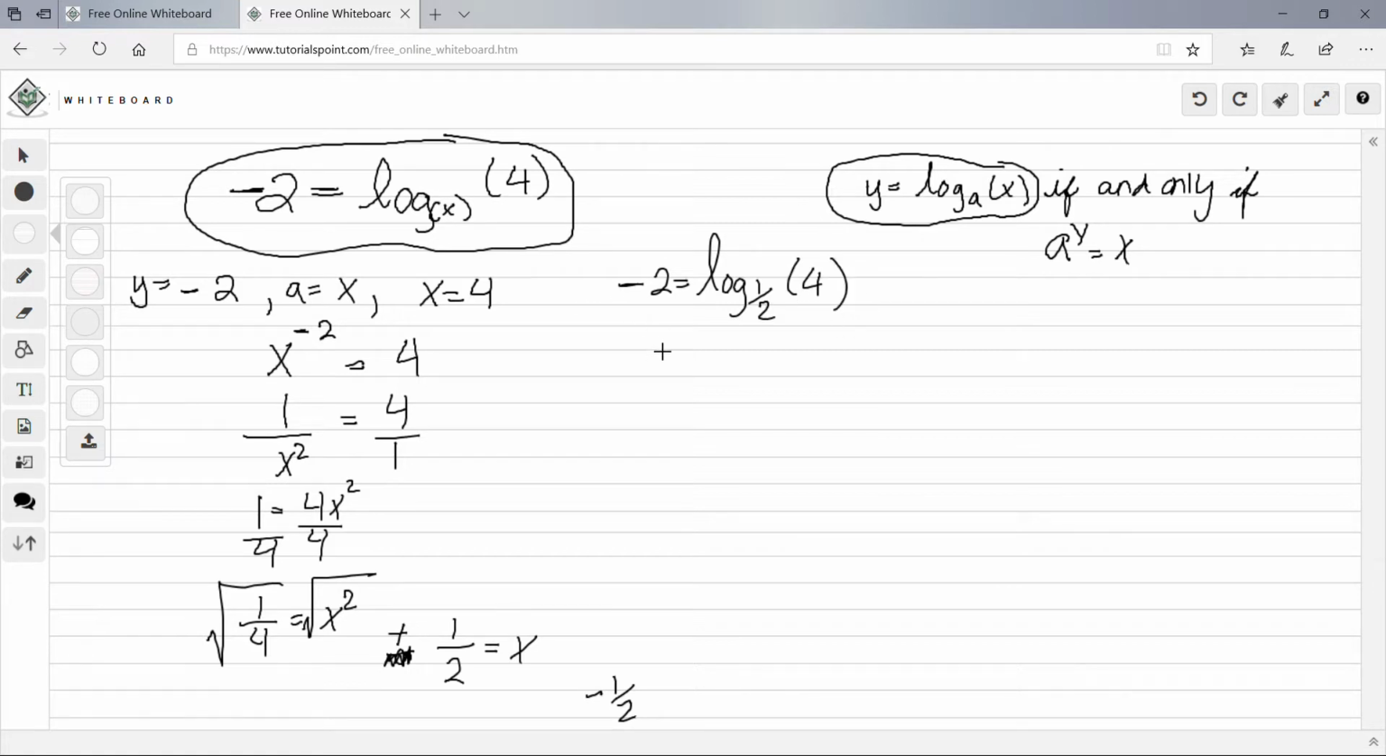Our y is still negative 2. Our base is no longer x, it's 1/2. And our x is still 4. So put it in a to the y equals x form: a is 1/2 to the y, which is negative 2, equals 4. It's just like the other problem, you have to make this positive, so I'm going to do 1 over 1/2.